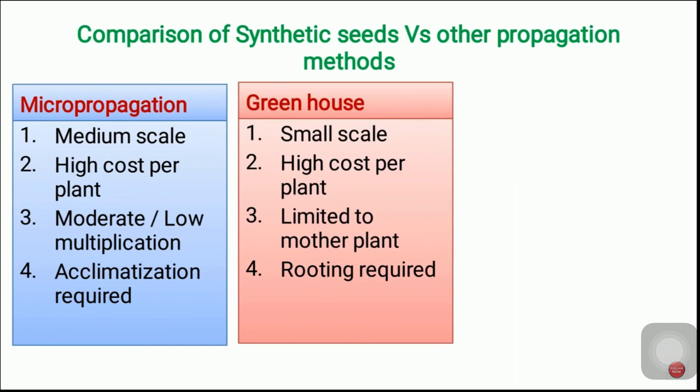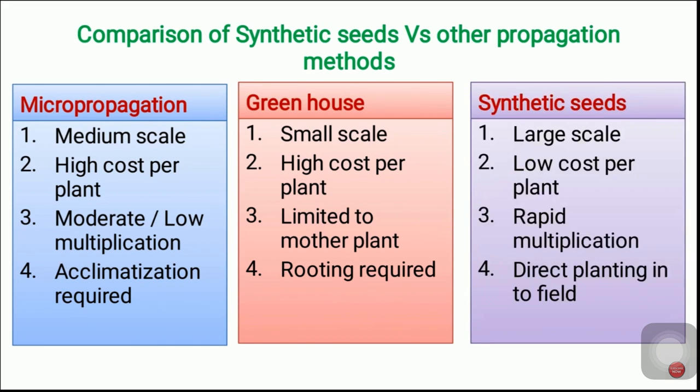Second one is greenhouse propagation. Here we can multiply only at small scale level, and high cost per plant is incurred, and it is limited to the mother plant. The number of propagules, less or high, depends on the nature of the mother plants, and mostly rooting is required with certain kinds of hormones.